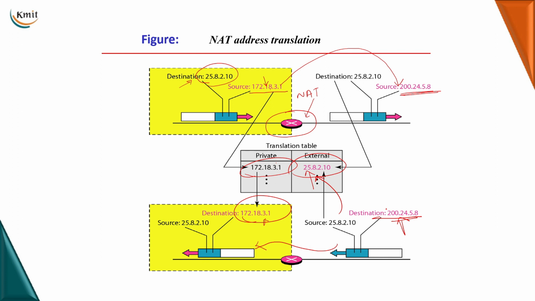Okay, so this is how a public address is converted to a private address, and a private address is translated to a public address. By this, with one public IP address, I am able to connect so many devices to the internet. This is one solution to address depletion, called network address translation.